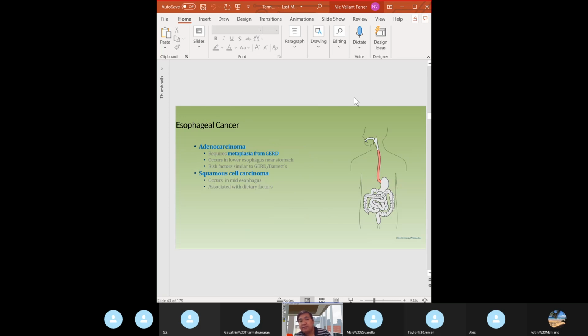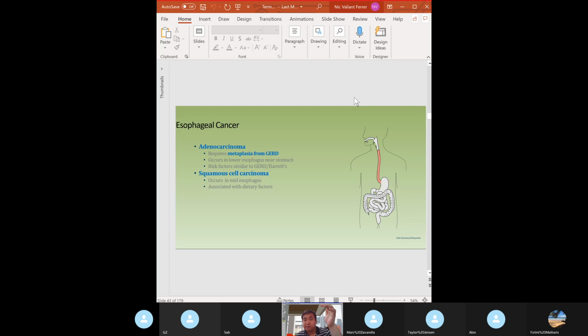Worst comes to worst, Barrett's esophagus develops into esophageal cancer: adenocarcinoma or squamous cell carcinoma. Adenocarcinoma occurs where? The lower esophagus near the stomach. Risk factors are similar to GERD and Barrett's: obesity, smoking, right? Squamous cell carcinoma occurs in the mid-esophagus and is associated with dietary factors. So, two types: adenocarcinoma and squamous cell carcinoma.